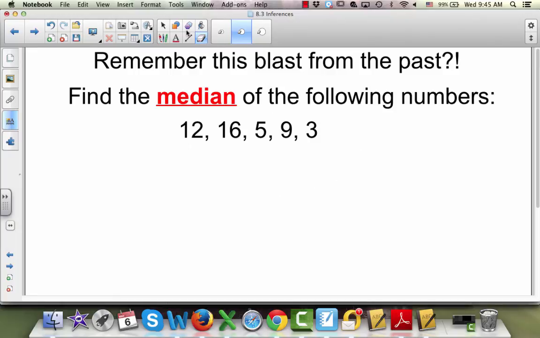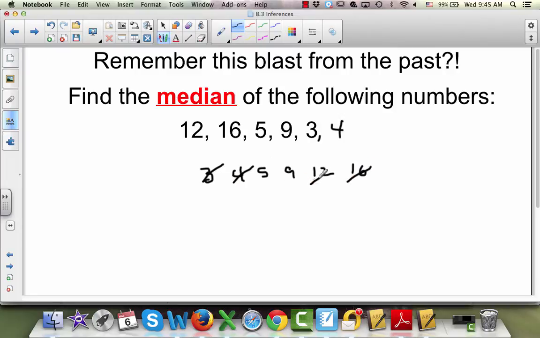Now, let me show you something else. What if you'd had another number here? What if you'd had the number 4 there? Okay, so let's put them in order again. 3, 4, 5, 9, 12, and 16. We mark off one on this end, and this end, and this end, and this end. If we mark off each one of those, there'll be nothing left. So when you get down to 2 like that, you take those two numbers, add them together, divide by 2, and the median is 7. Even though there's no 7 in that group, the middle number would be 7. Okay?